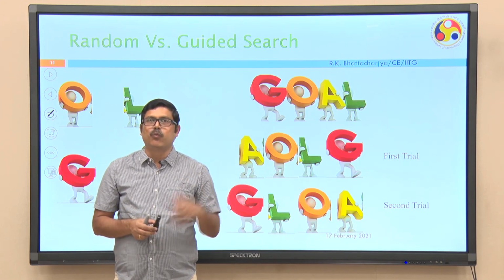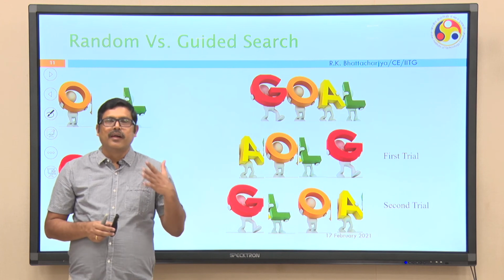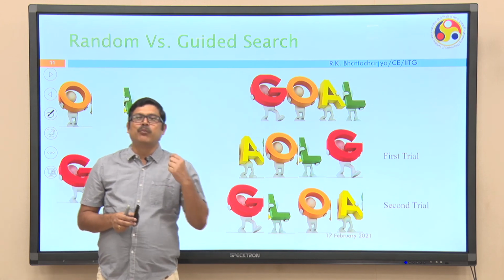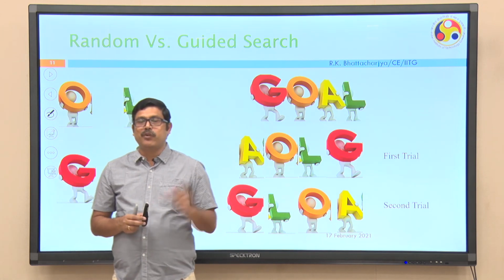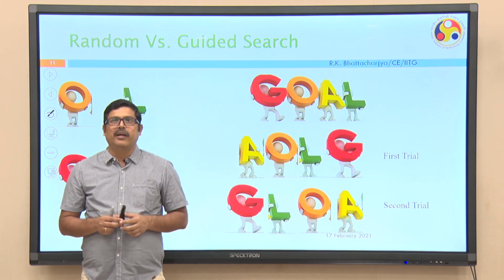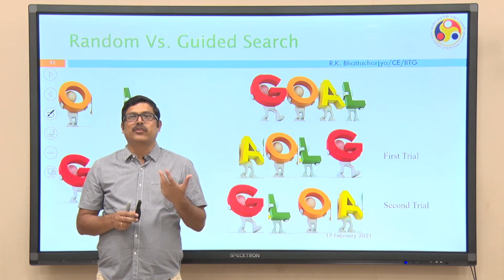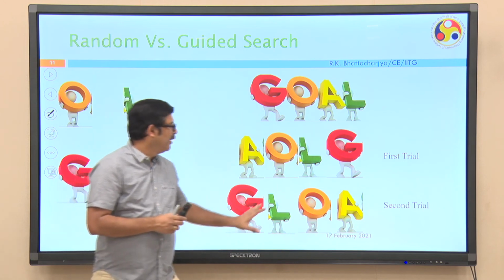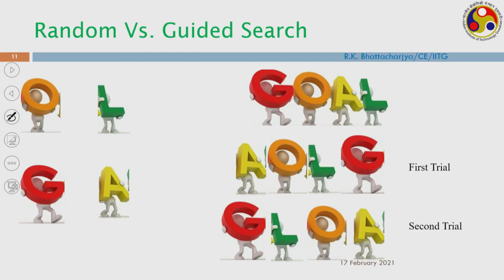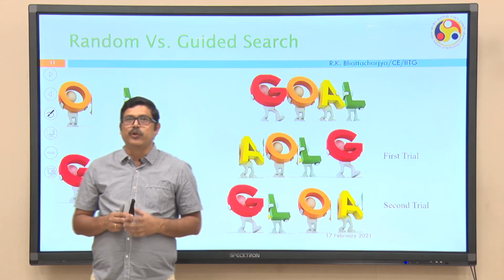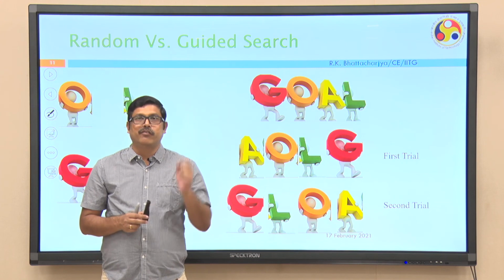I hope this is clear to you, what a random process is. Now, second, I am giving you some more information. Apart from yes or no, I will also tell you whether you are partially correct or not. Suppose I say that in the second trial the first letter is correct, that means you got the first letter right. This is the additional information I am giving to you.